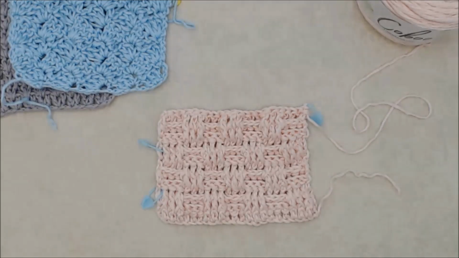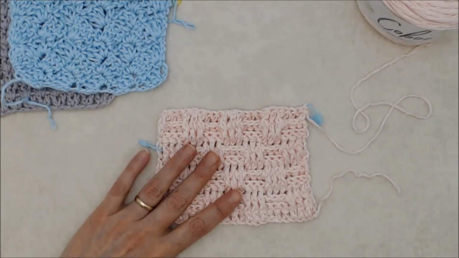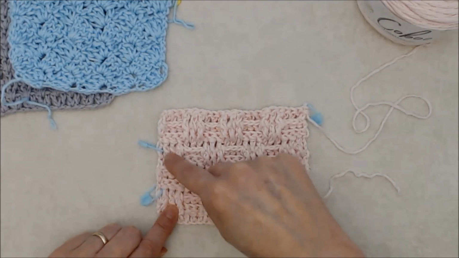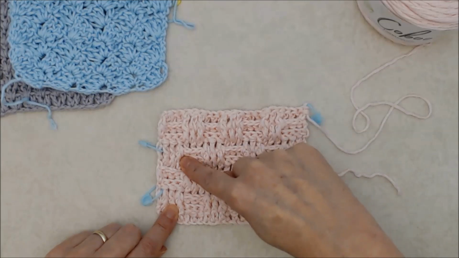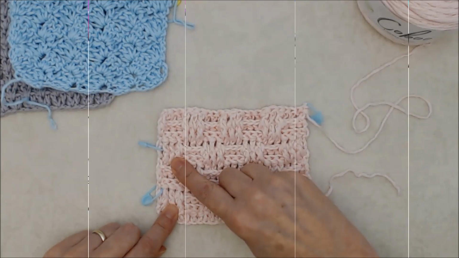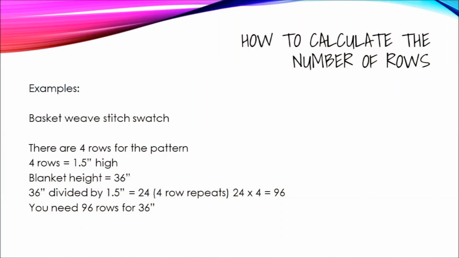And then the blanket height is 36 inches. So 36 divided by 1.5 equals 24 4-row repeats. So actually, it's 24 times 4 is 96 rows. So there'd be a total of 96 rows for this pattern.